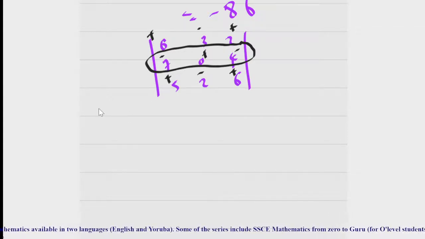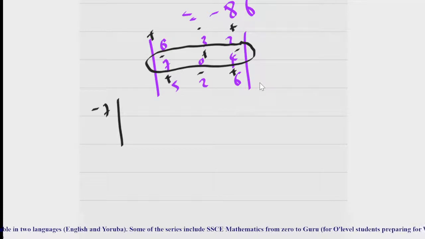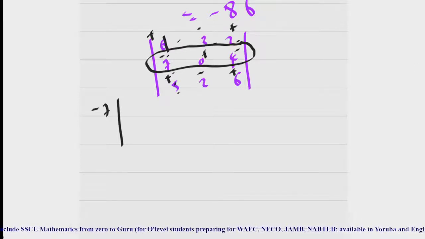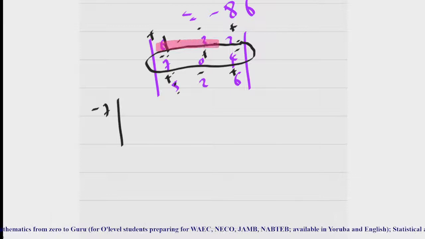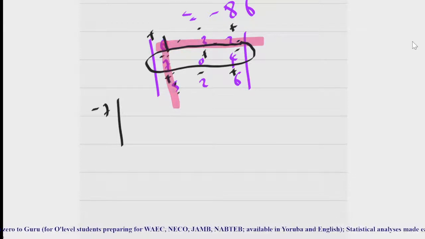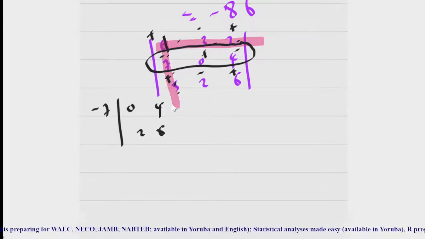So then you take the first one, minus 7. What is the minor of 7? It is obtained by clearing the row as well as the column. Maybe I should show it here. This is the row, this is the column. What do you have left? We have 0, 4, 2, 6.